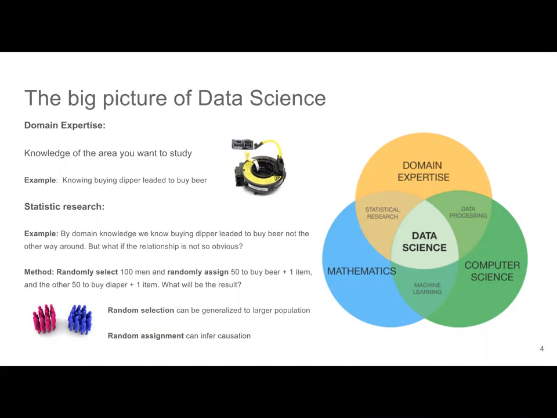Then you collect the result. What do you expect to see? I think the share of the group which bought diaper then bought beer will be much higher than the group who bought beer plus diaper. Why would you buy a diaper if you don't have the need, right? If you go to a supermarket and want to buy a beer, you probably won't buy a diaper. So by doing this experiment, you can discover that buying diaper led to buying beer, not the other way around. Statistically, there are two statements that describe this experiment: random selection can be generalized to a larger population, and random assignment can infer causation, which caused which.